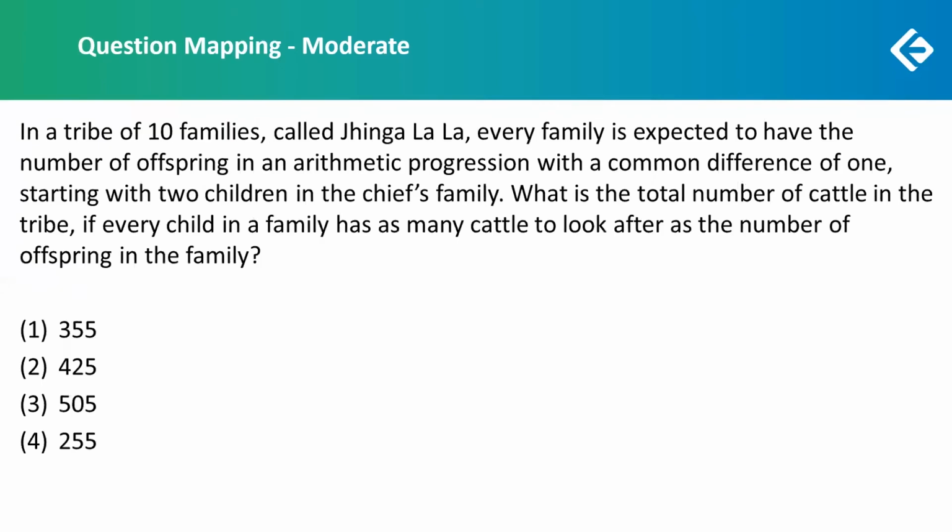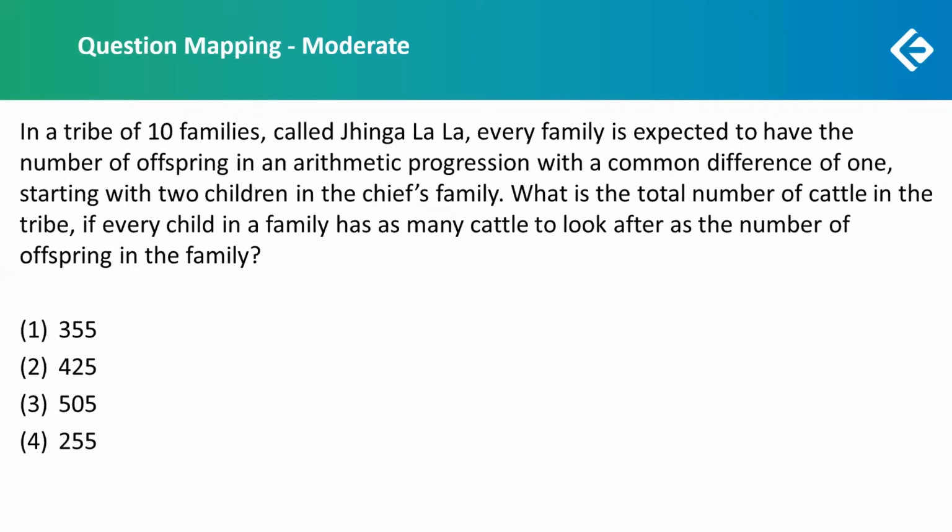Next, we had a question in which we had a tribe of 10 families. And there was something about arithmetic progression. The number of offspring or children are in arithmetic progression, starting with 2 children, and common difference is 1. So we could have found out the number of children ranges from 2 to 11. It was given that every child in a family has as many cattle to look after as the number of offspring in the family. So for example, in a family, if there are 5 children, then each of those 5 children has 5 cattle to look after.